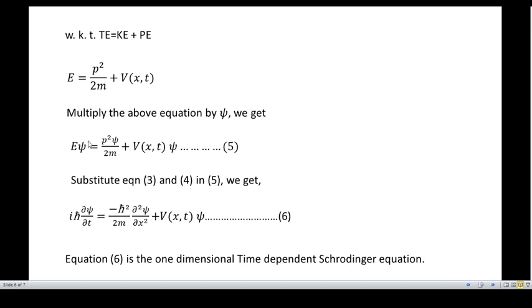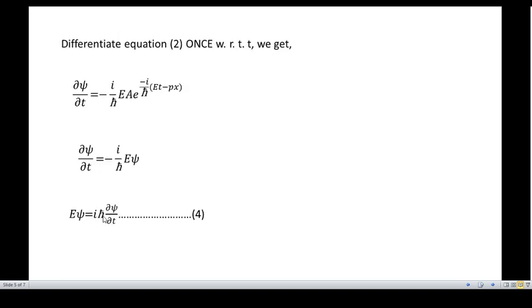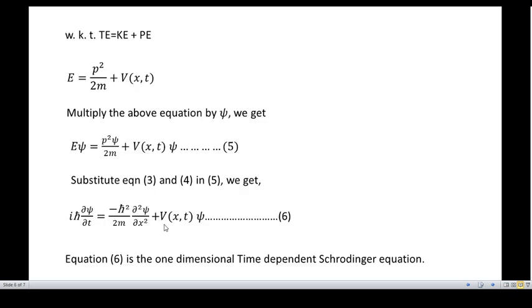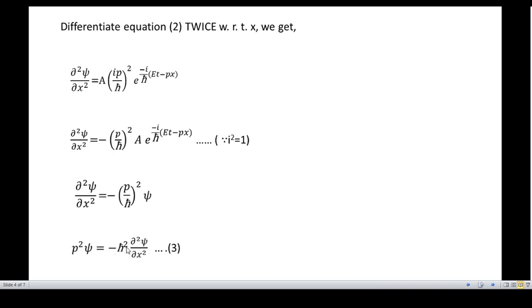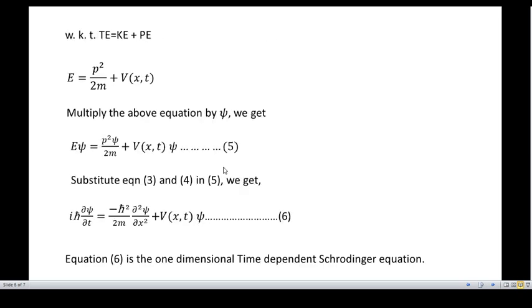Okay. Now you have terms here, that is E psi and p square psi. Already we obtained an equation for p square psi and also E psi. Now you can substitute for p square psi and E psi from equations 3 and 4 in equation 5. So what is E psi here? You have E psi is equal to i h cross dou psi by dou t. Similarly, what is p square psi? You have p square psi is equal to minus h cross square into dou square psi by dou x square, right? So you can substitute for these two in equation 5.